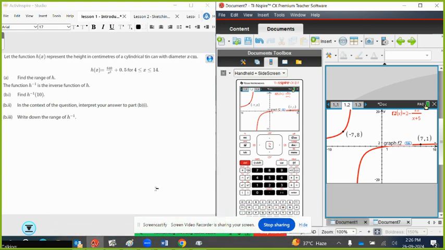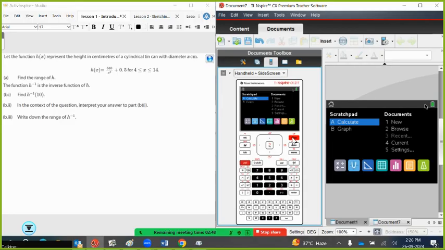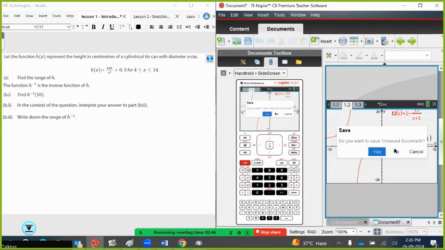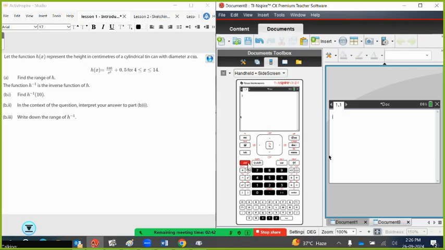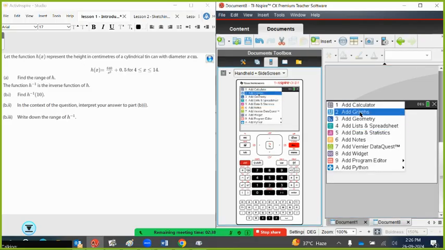Okay, so first up on this one, what I'm going to do is just freshen my calculator up and start nice and fresh. I'll click new, I won't save, I'll add a calculator. I always add a calculator. Then I'm going to start by adding a graph.